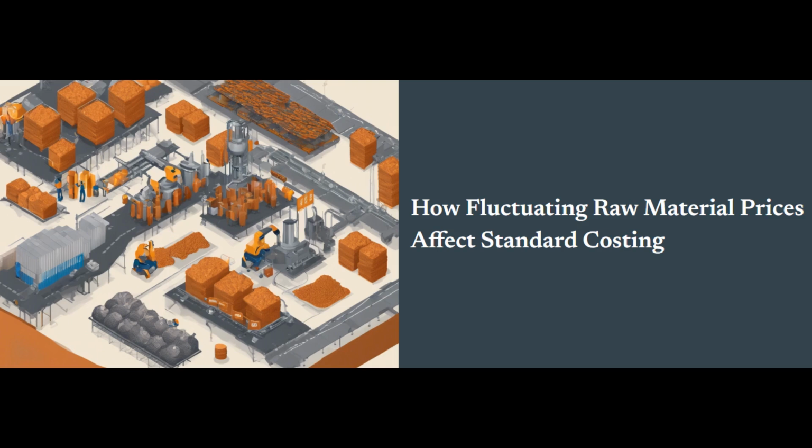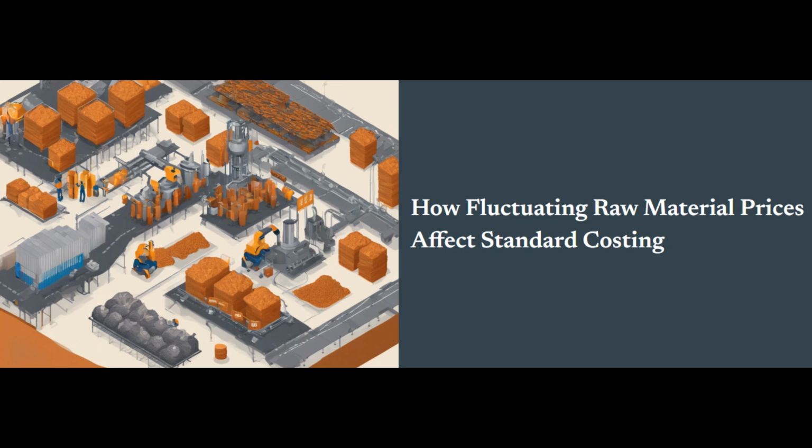Standard costing is a tried and true method for managing and controlling costs in a manufacturing environment. By establishing predetermined benchmarks for the cost of materials, labor, and overhead, standard costing allows companies to measure performance, identify variances, and make informed decisions about pricing and production.